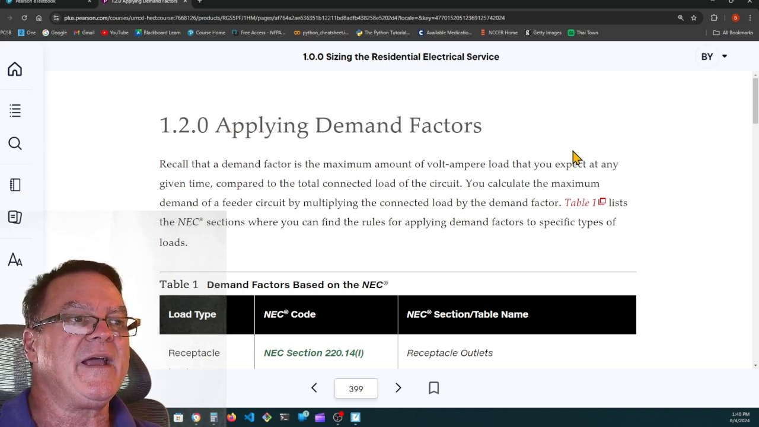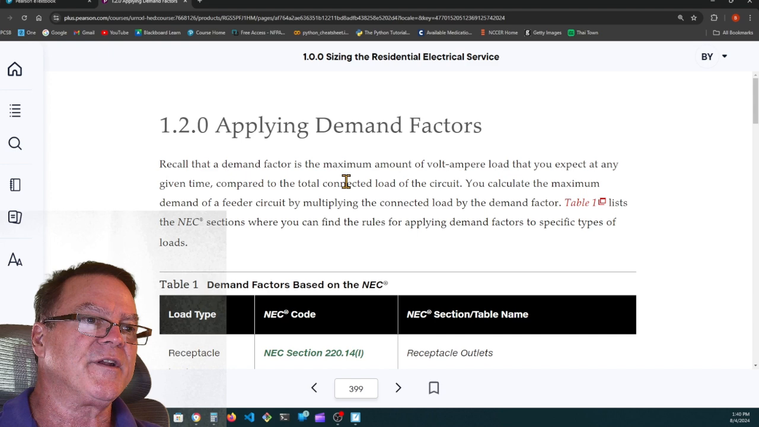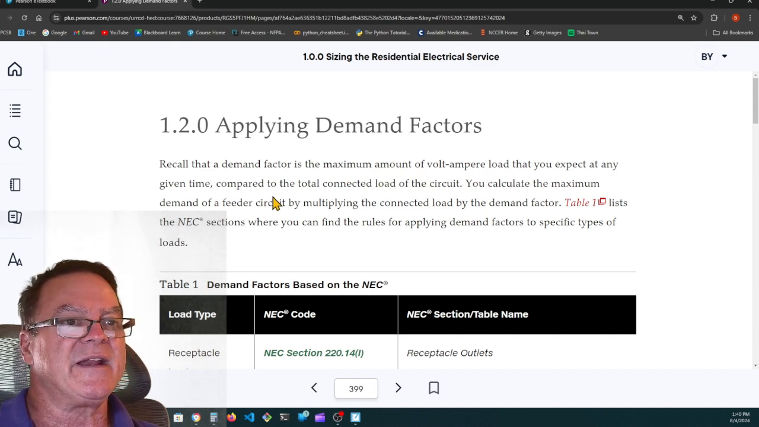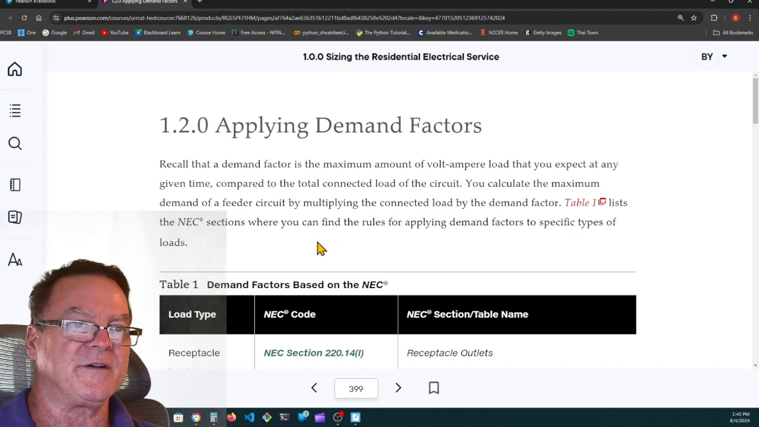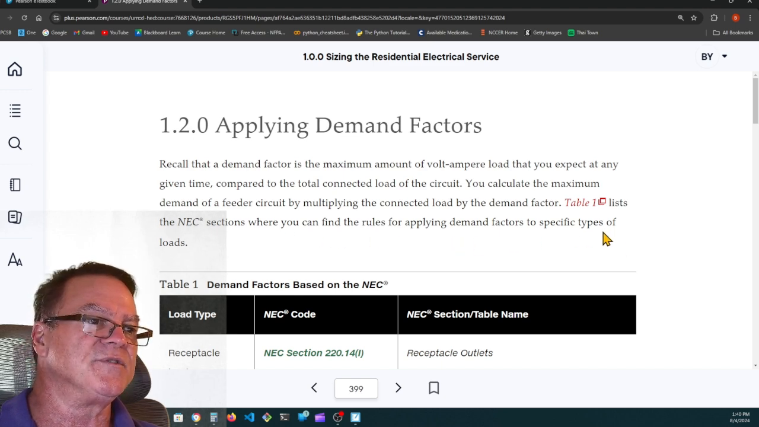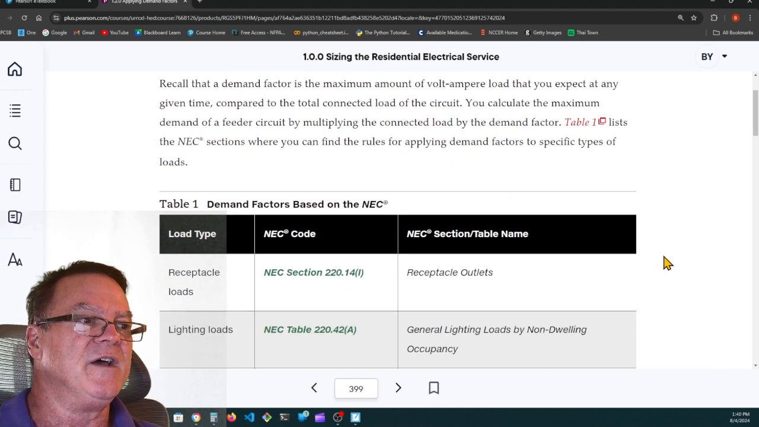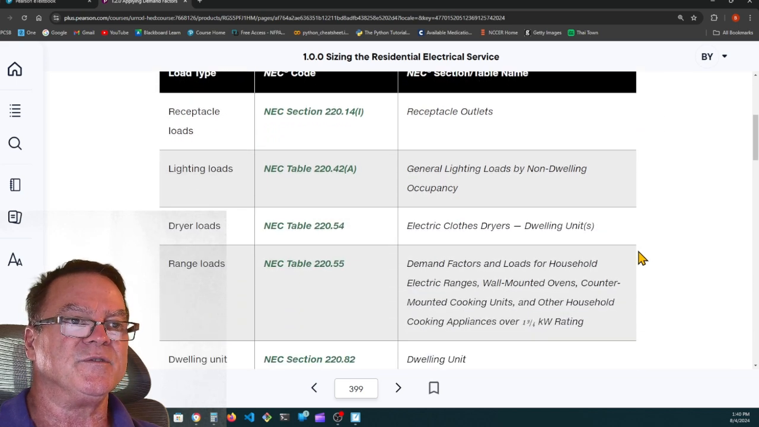1.2.0, applying demand factors. Recall that a demand factor is the maximum amount of volt amp load that you can expect at any given time compared to the total connected load of the circuit. You calculate the maximum demand of a feeder circuit by multiplying the connected load by the demand factor. Table 1 lists the NEC sections where you can find the rules for applying demand factors to specific types of loads. So receptacle load outlets, 220.14(I).